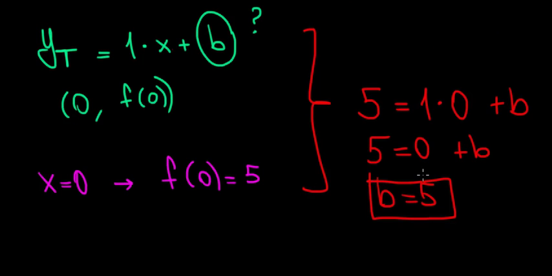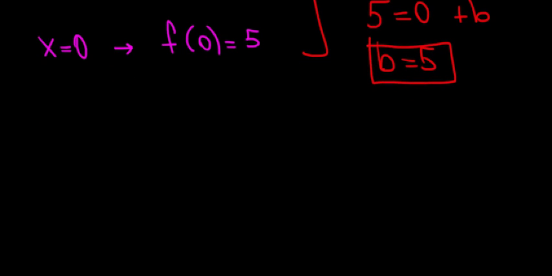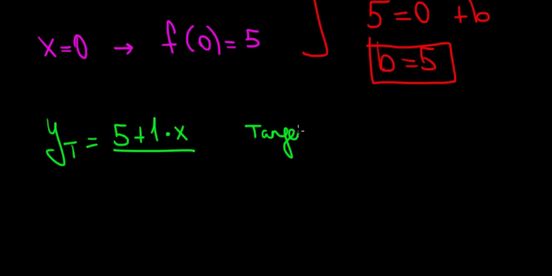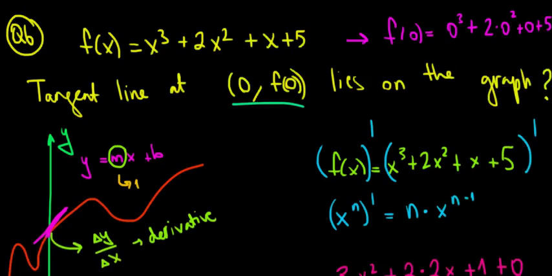And now that we know our intercept, we can substitute it into our tangent line and write it as a general formula: the tangent line is equal to the intercept of 5 plus the slope of 1 times x, and that's it. This is our tangent line. And that's just part of the question, because we want to know at what point the tangent line touches our graph.